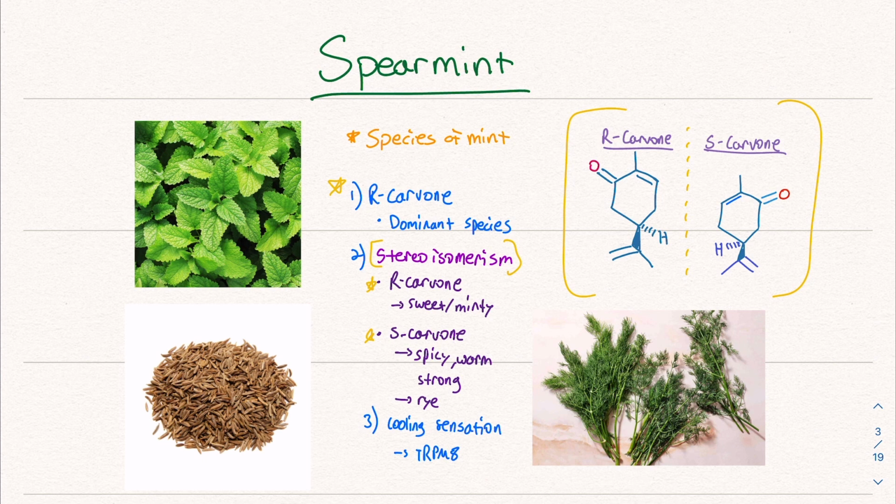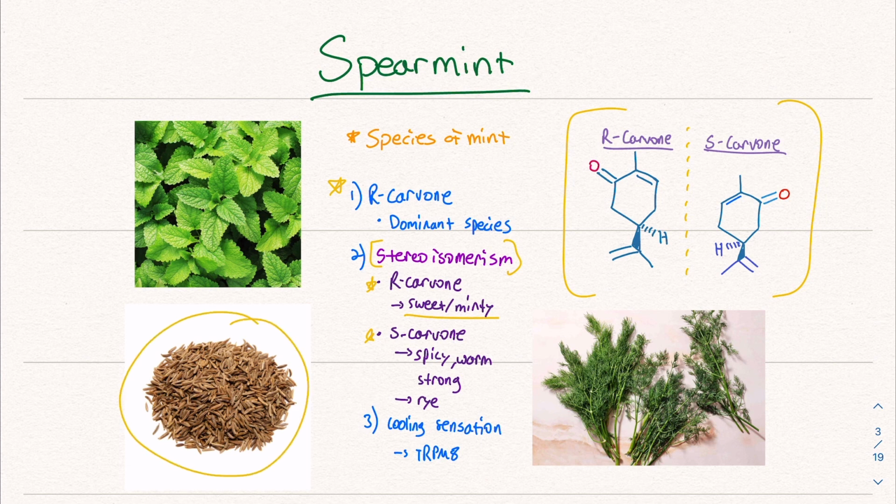If you notice, they look very similar. They're kind of mirror images, but they have very different properties. R-carvone is responsible for the sweet, minty profile. S-carvone is actually responsible for the aroma and taste of caraway seeds.